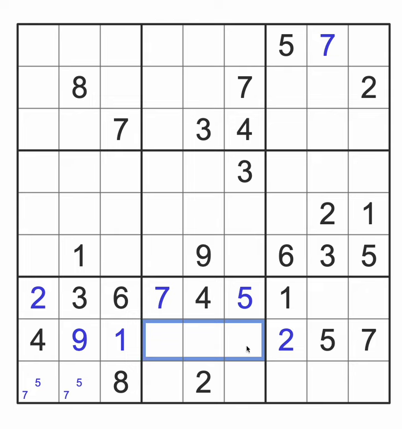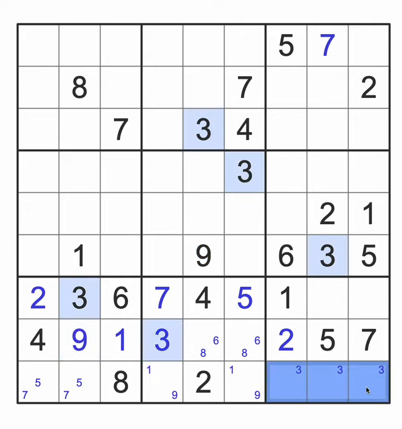And these are 3, 6, 8. And here's 3 and 3, which block these cells, gives me 3 here. And these will be 1 and 9. Okay, why not 3, 4, 6, and these are 8 and 9. Okay, let's move on.